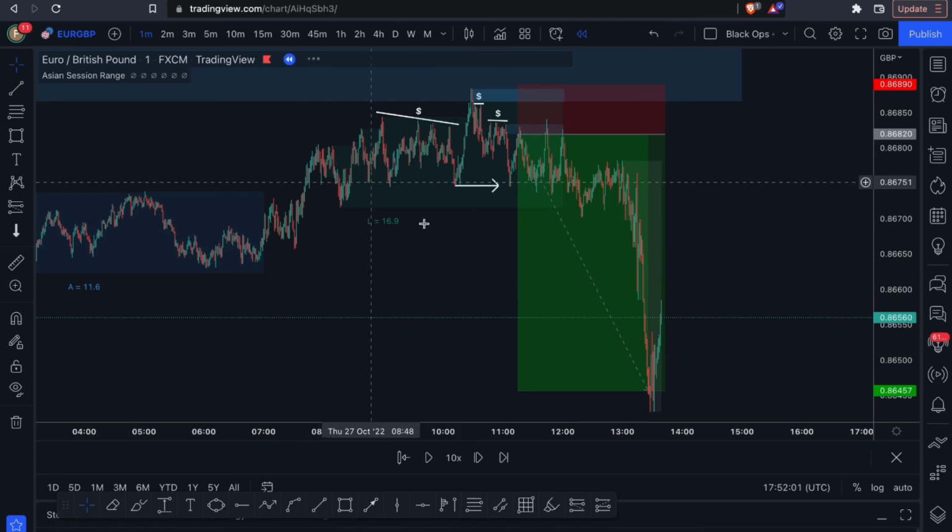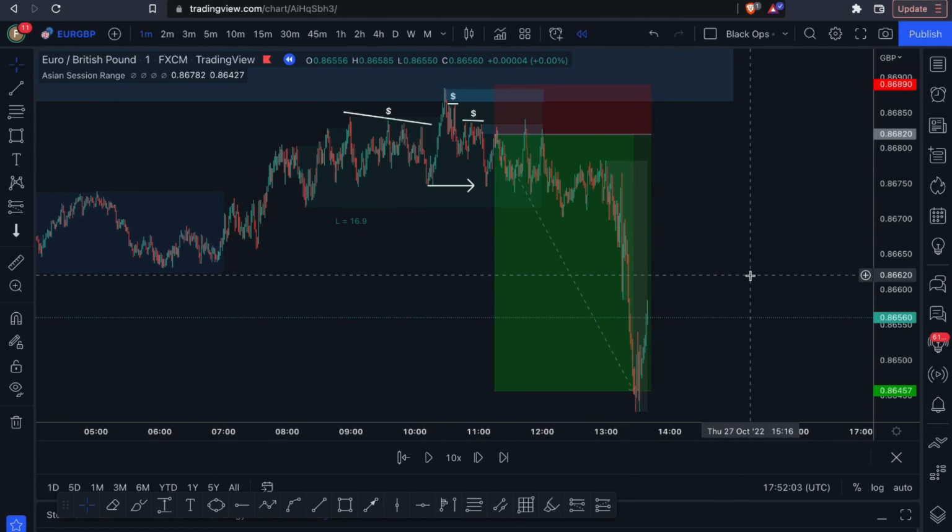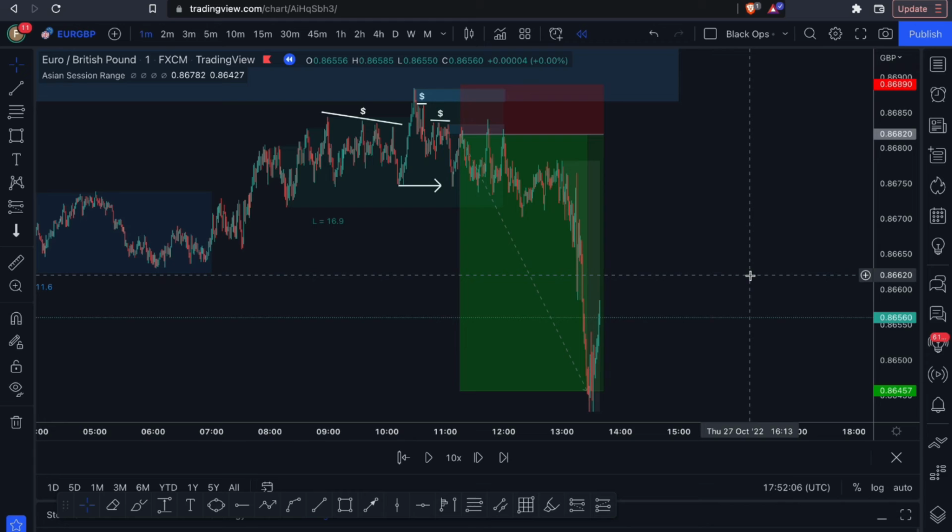Notice though, the trade used the London session and the New York session to deliver price really nicely.